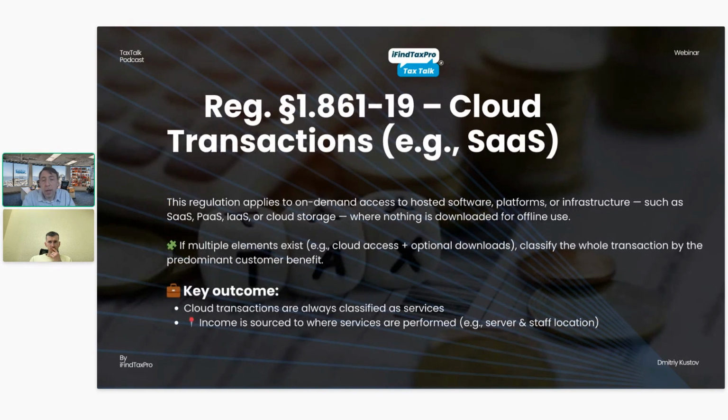Sourcing, very important. Okay, now I was talking about the other four. This is the same thing about SaaS. Again, to repeat ourselves, cloud transactions are always classified as services. And here's something to think about. With custom software development, that's pretty clear. You just do software development and you upload to Jira or something, right? You upload somewhere.